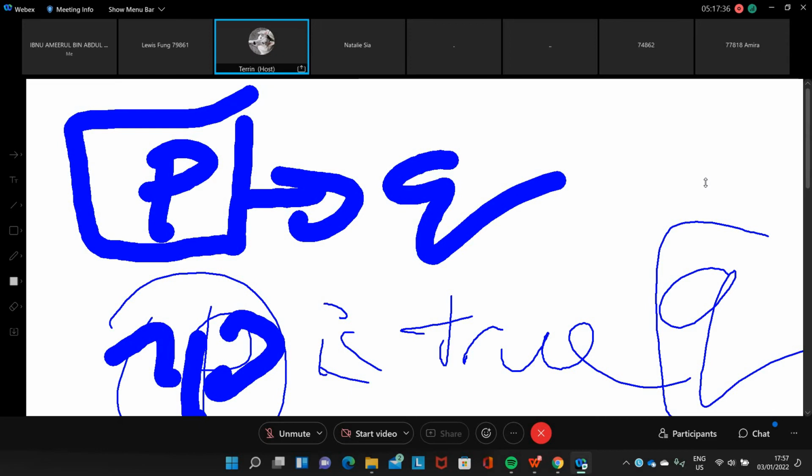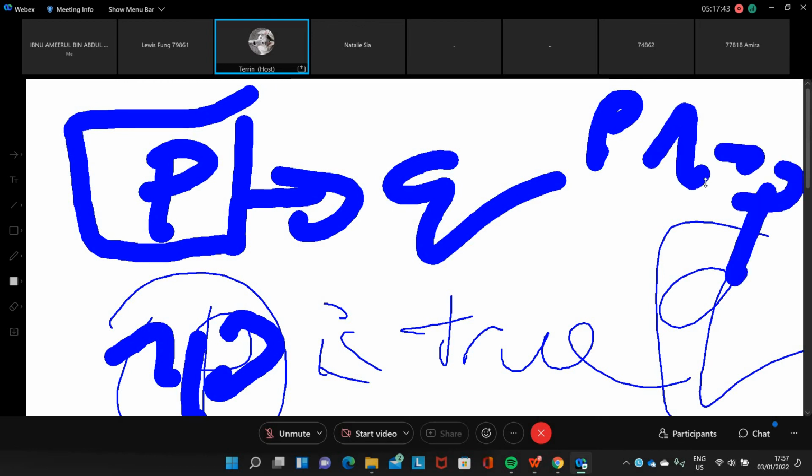Because remember, P and negation of P cannot exist together. That's the slide I'll show you. Both cannot exist like this. P and negation of P cannot both be true. That means it's a contradiction. Both states cannot give you the same answer for Q.